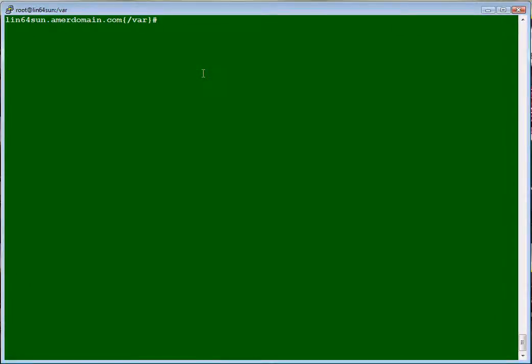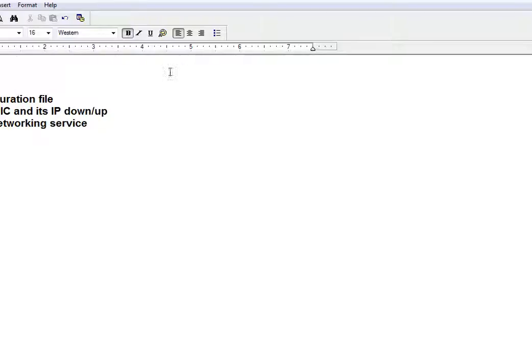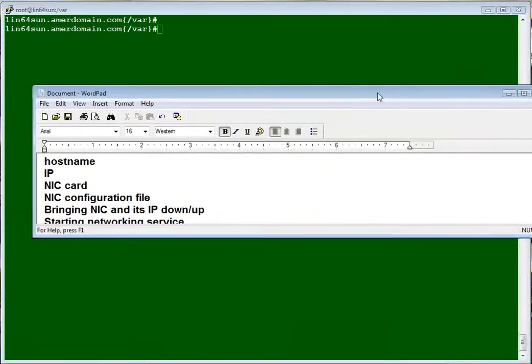Okay, our next session is networking in Linux. In the networking topic, these are the main points. So let me put them in here.